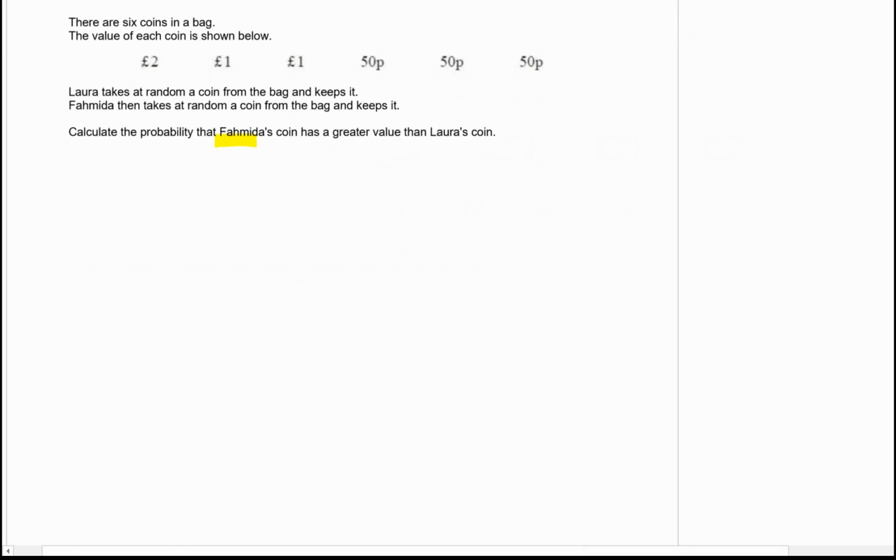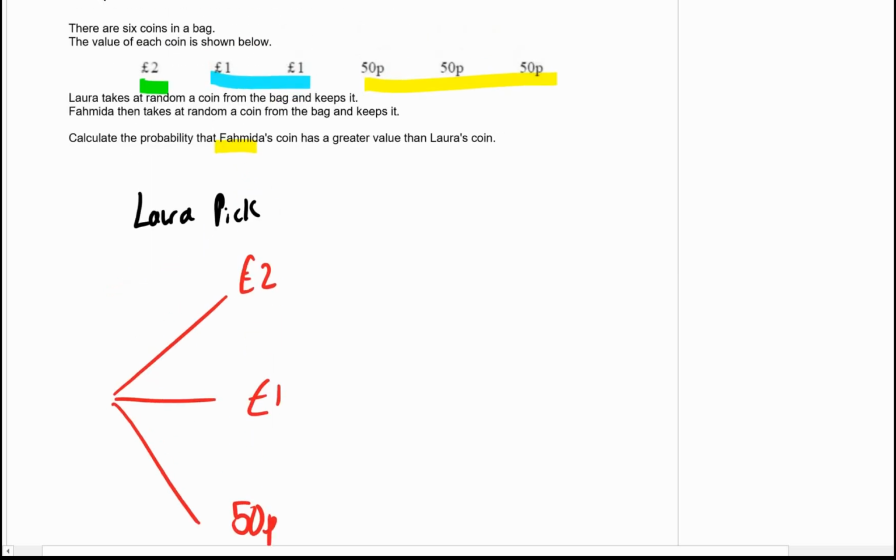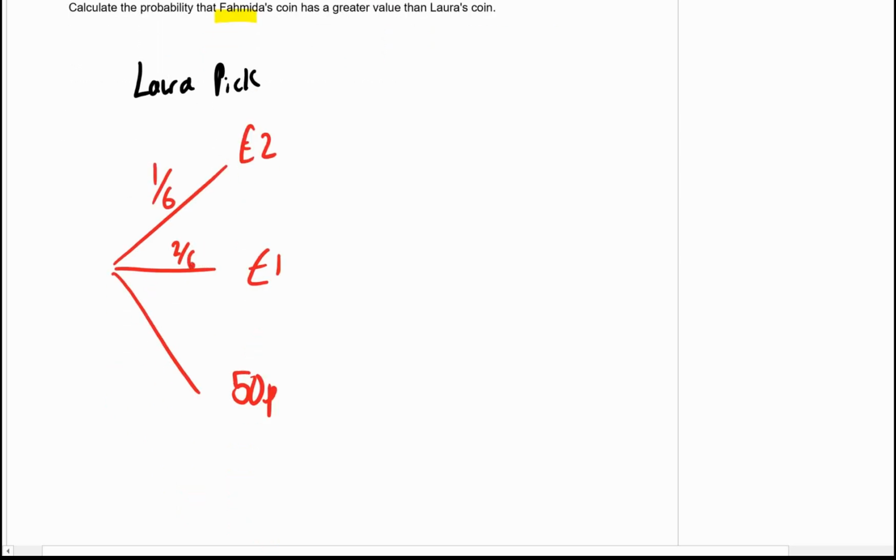Laura's taken a coin first, so that means her pick is going to be the first branch in our tree diagram. And we have 3 options of coins, 1, 2 and 3. So let's write those down. She can get a £2 coin, a £1 coin, or a 50p coin. And we can work out those odds. £2 is 1 out of 6 because there are 6 coins. £1 coin is 2 out of 6. And 50p is going to be 3 out of 6.